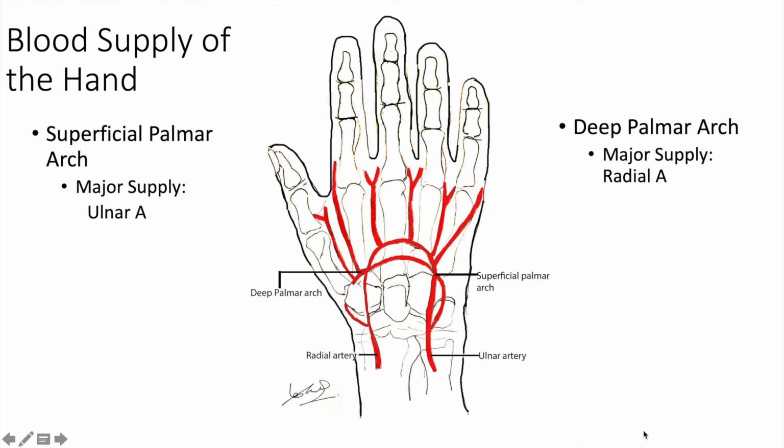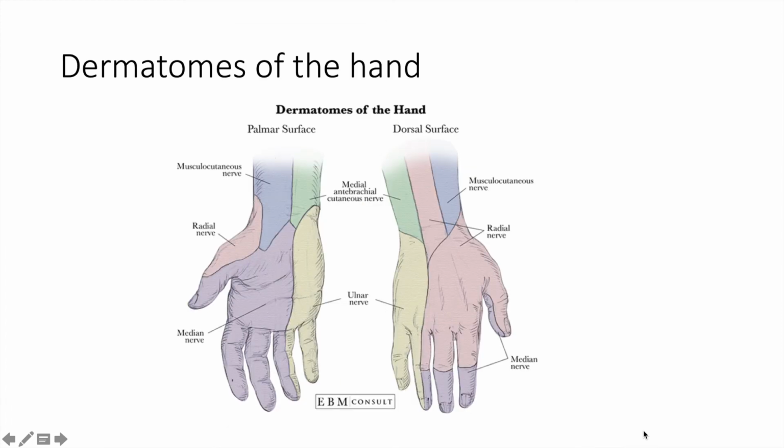So the blood supply to the hand, the superficial palmar arch, the major supply is the ulnar artery, and the deep palmar arch major supply is the radial artery. However, they anastomose and they get a little bit of both, but it's important to know what the major supply is. Look again at dermatomes of the hand as well as the sensory innervation. That's very important to know.